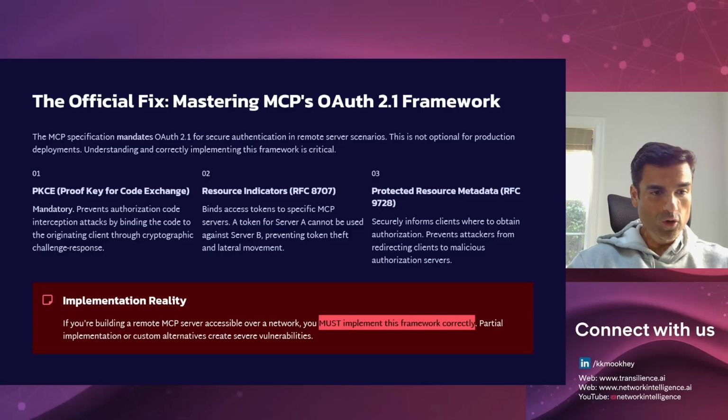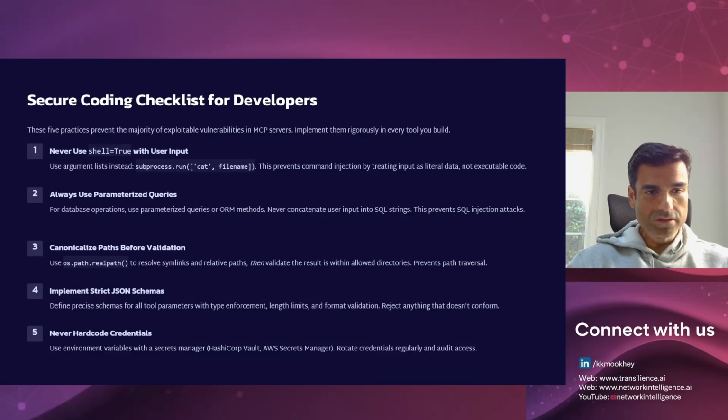Proof key for code exchange prevents authorization code interception attacks. Resource indicators bind the access token to specific MCP servers. And protected resource mandate securely informs clients where they should go to obtain authorization, and prevents attackers from redirecting the client to a malicious identity provider or authorization server. So we will go a bit deeper into this in future segments.